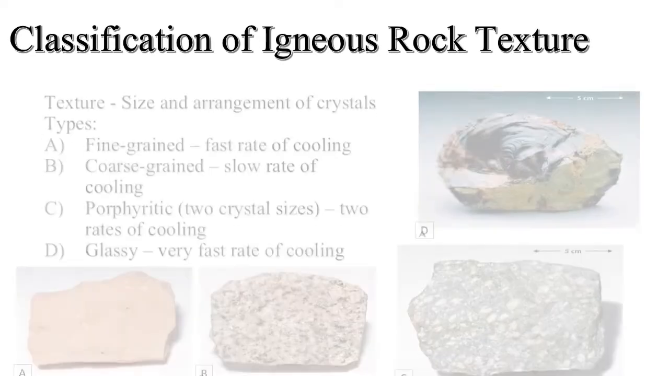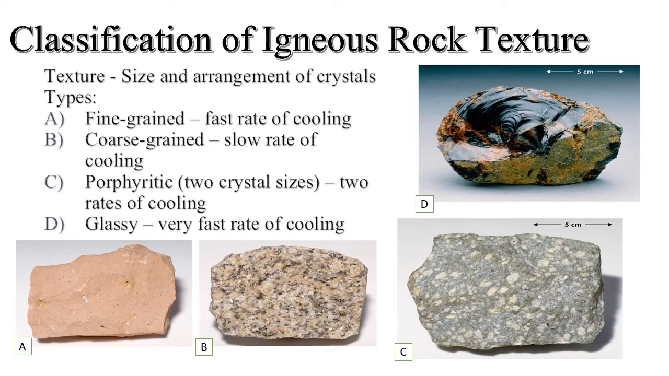So, classification of igneous rocks: textures, size, and arrangement of crystal types. We have here the fine grain due to the fast rate of cooling, while coarse grain is due to the slow rate of cooling. We have the porphyritic, with two crystal sizes because of the two rates of cooling. We have the letter D, the glassy, or the very fast rate of cooling.